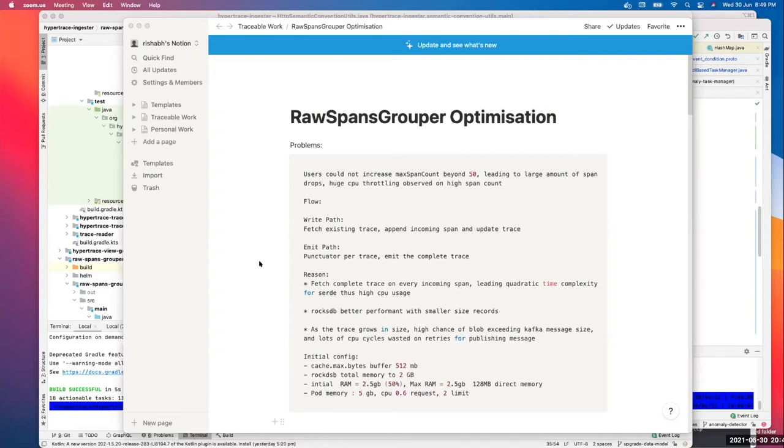Finally, we have the concept of a punctuator in Kafka Streams. This can be considered a timer task job, which runs at some interval and checks if a trace is ready to be emitted or not.